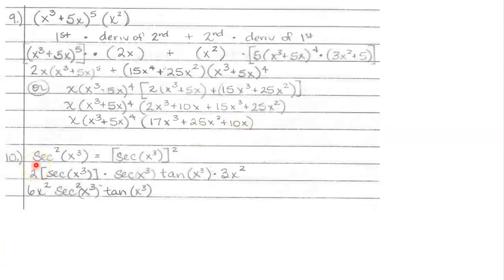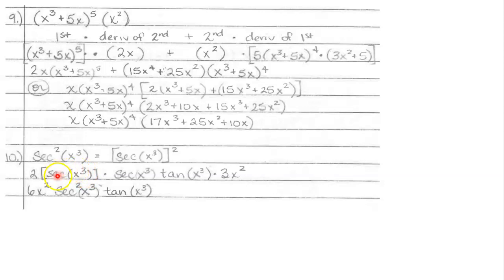So for number 10, they gave us secant squared x cubed. You might prefer to write it this way, the secant x cubed, that whole thing squared. So if you have anything to the second power, the derivative of that is going to be 2 that thing to the first power, so that's the derivative of the outside. Now I need to do the derivative of the inside.